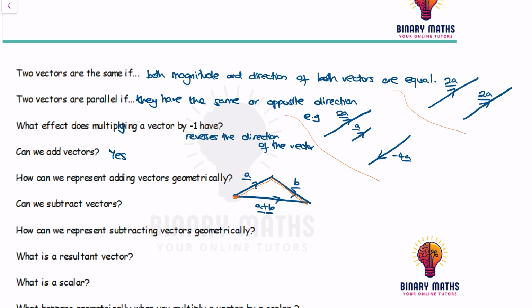Can we subtract vectors? Yes. Can we represent this geometrically? If this is A and this is B, then if I label this arrow, it will be the same thing as going in B in the opposite direction, so minus B plus A. So that would be A minus B, which is equal to minus B plus A. What is the resultant vector? It's a sum or result of all of the vectors.